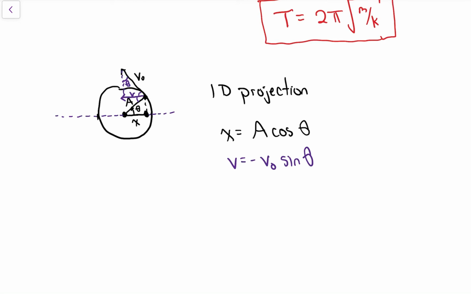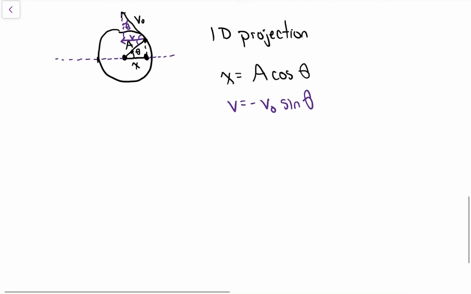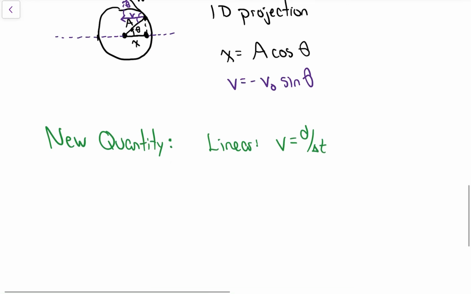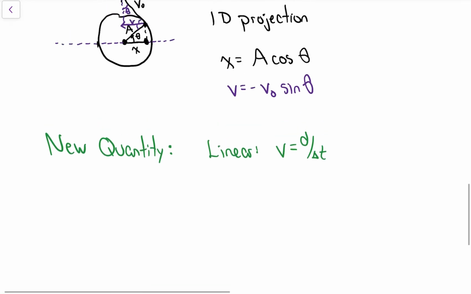Okay, those are nice equations, but they're not great because they hinge on theta. I'd rather have them in terms of time. So I've got to do something brand new that we don't see right away in high school. I've got to define a new quantity. If something's going in a line, something's moving linearly, then we say its speed is distance over time. That tells you how many meters per second it goes through every second.